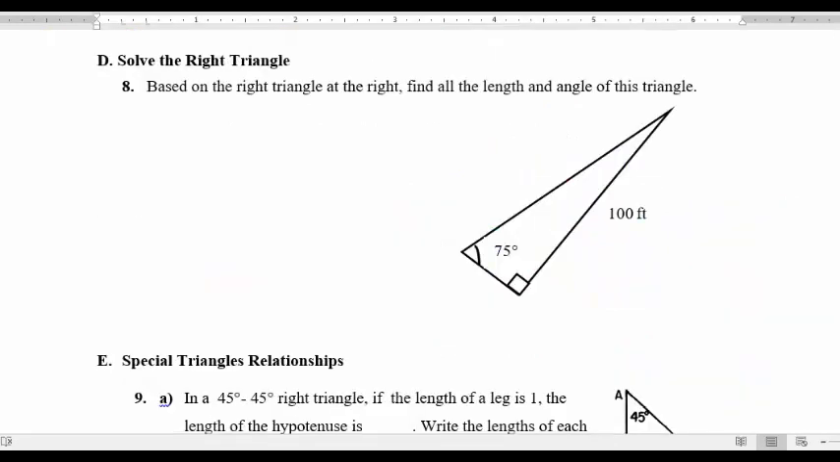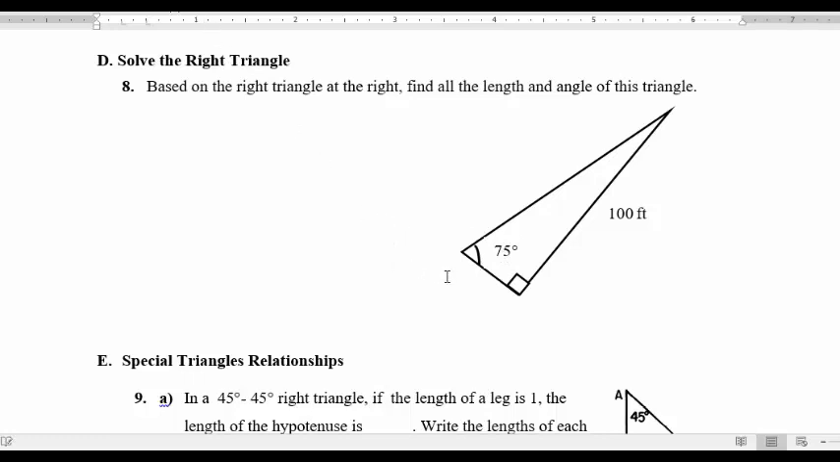Okay, continuing with our right triangle trig, the next thing we're going to get into is this whole idea of solving a right triangle. So this means that you'll be given one side and one angle, and then you'll have to find the other sides and the other angle. Now, finding the other angle is simple because it's just a matter of realizing that the two acute angles have to add up to 90 degrees.